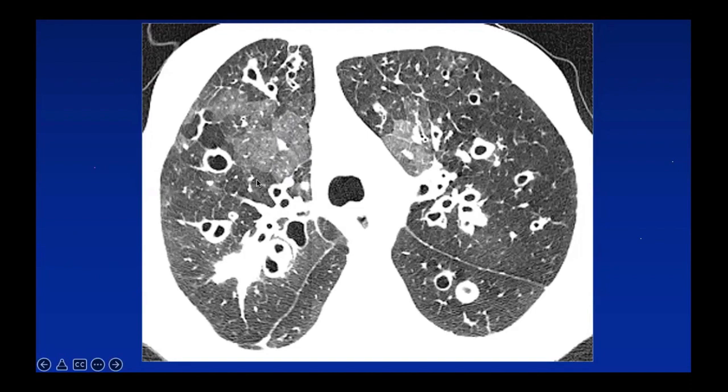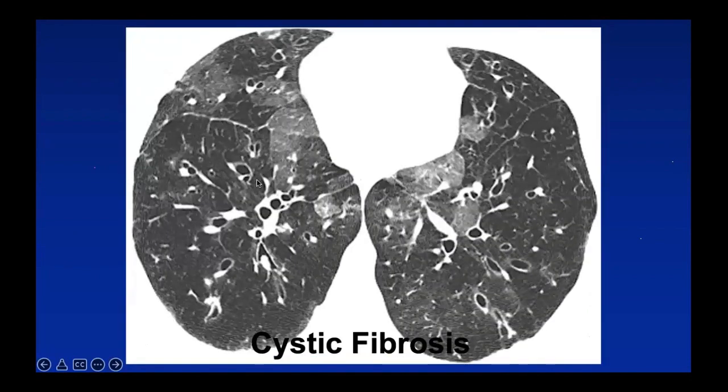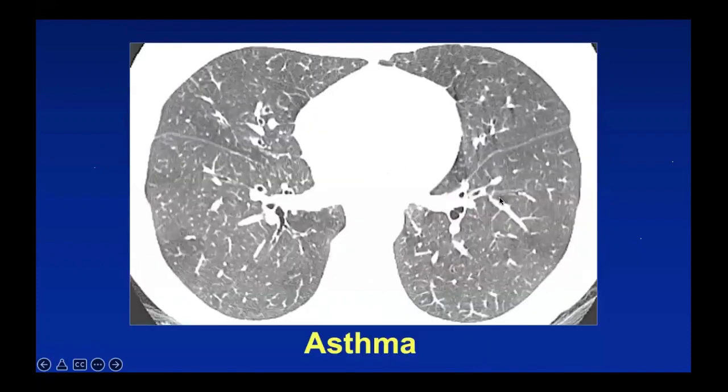That's the mosaic attenuation. Okay, so another patient with cystic fibrosis with these sharp demarcations, also mosaic attenuation. This is not ill-defined demarcation. This is not ground glass opacity.